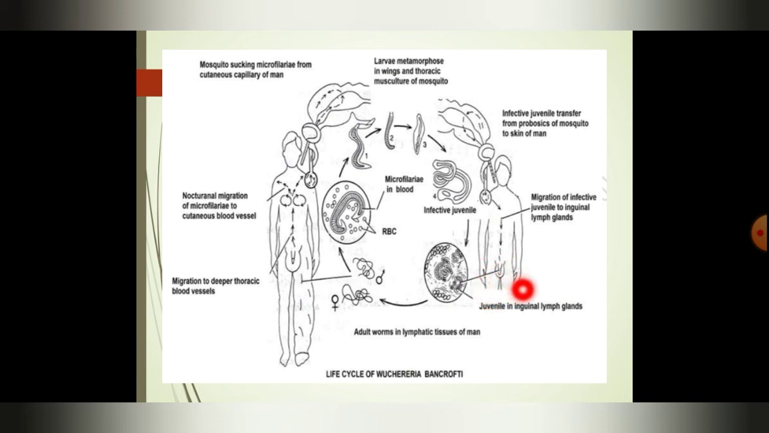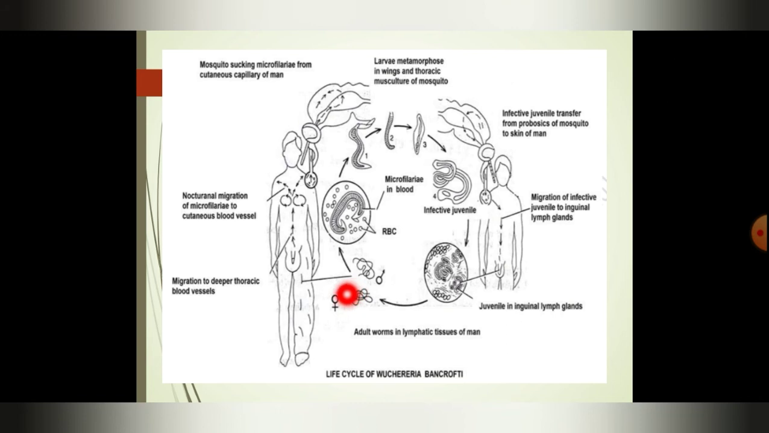Okay, and here the juvenile in the inguinal lymph gland, you can see the structure here. At this particular stage the diagnosis can be done and we can know whether that blood smear is having a microfilaria or not. And then adult worms in lymphatic tissues of man. In the lymphatic tissues of man, the male and the female will become very adult here.